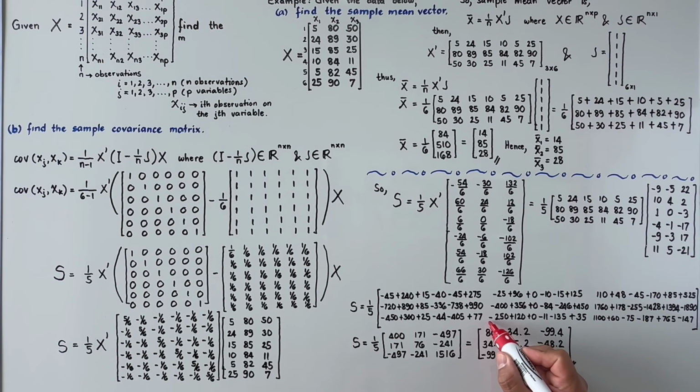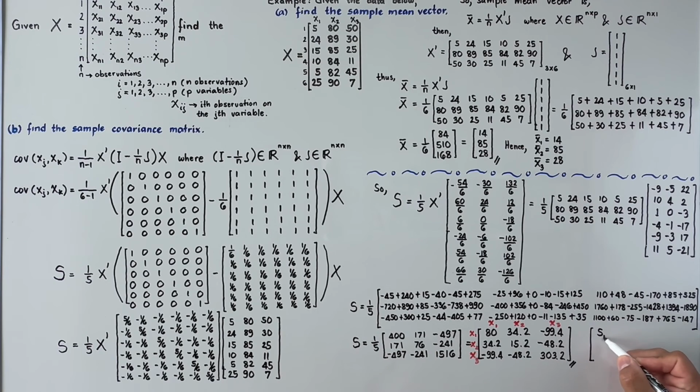And we know that this is our first variable, the second variable, the third variable. And because this is a sample covariance matrix, the first row is our first variable, the second row is the second variable, and this one is also the third variable. So what does it mean? 80 is the covariance between the variable x sub 1 and itself. So that is S11, the covariance between the first variable and itself, while 34.2 is the covariance between the variable of x sub 2 and x sub 1.